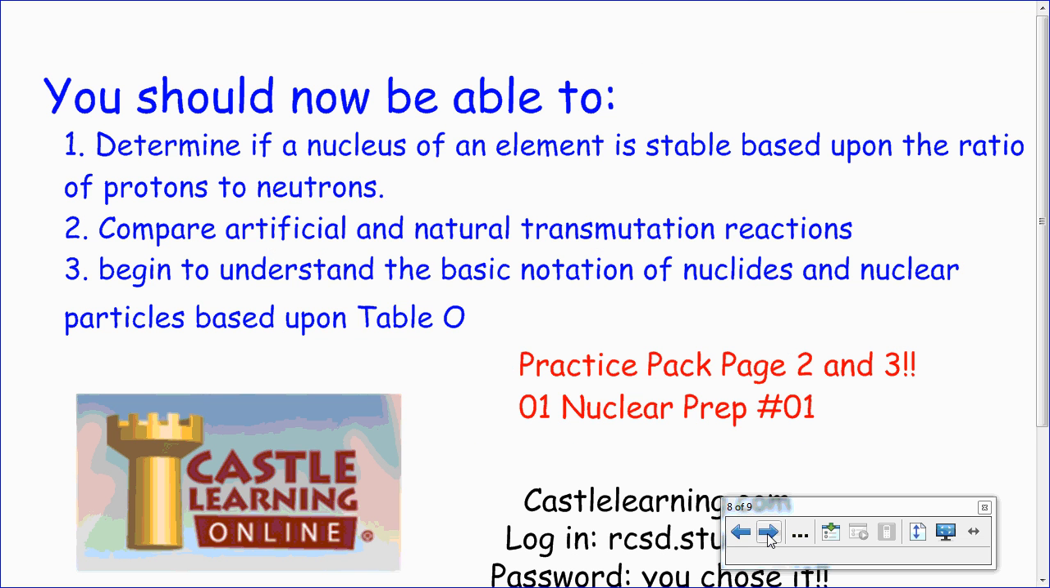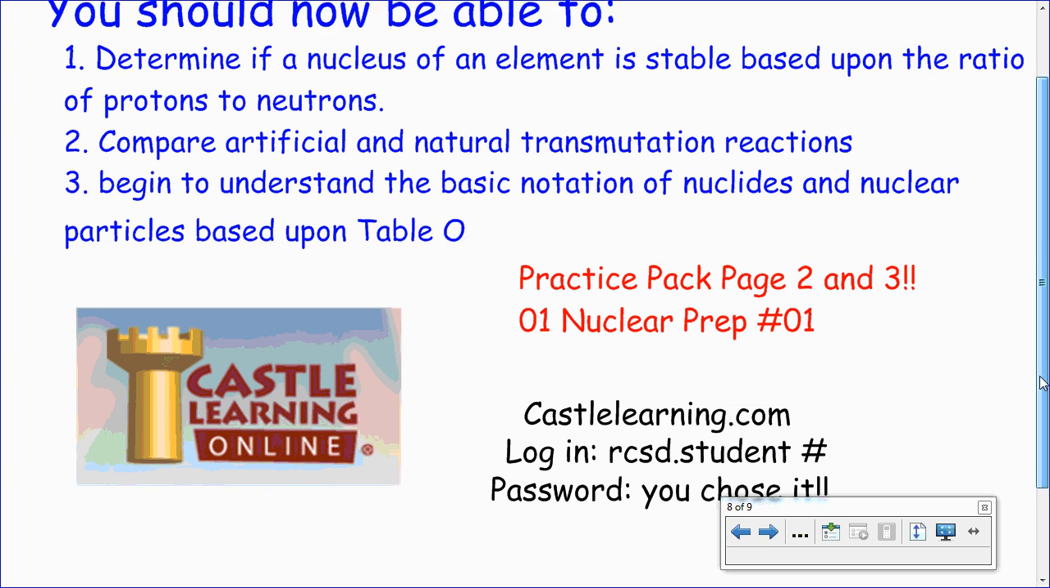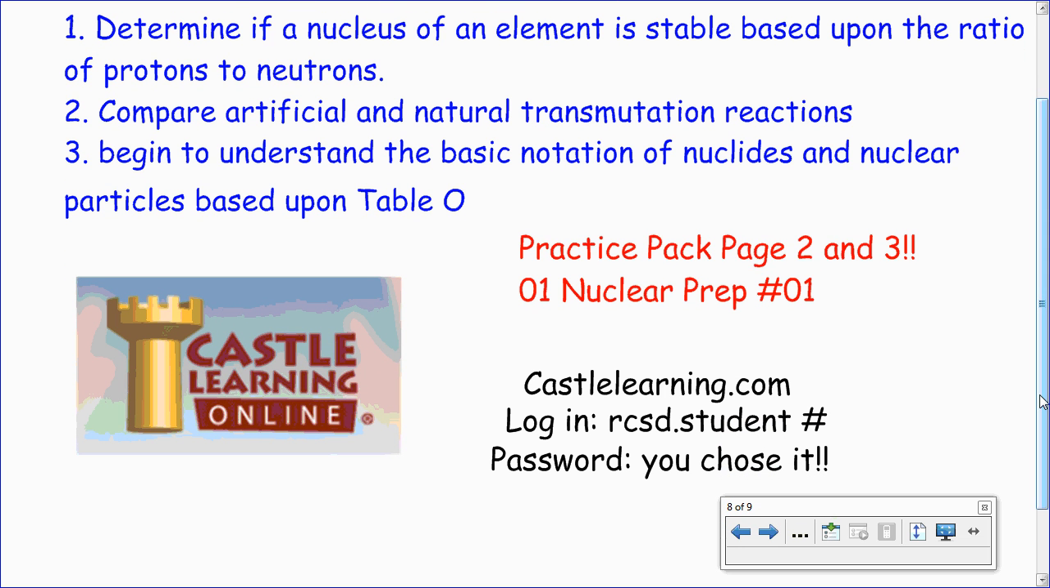So at this point, I want you to have a basic understanding that a nucleus can undergo changes, and that the ratio of protons to neutrons makes it stable or unstable. Artificial and natural transmutation reactions are the ones that we did the little flow chart for. I want you to begin to understand the basic notation of nuclides and their nuclear particles based upon Table O. There's a couple pages in our practice for you to do here and a prep assignment on Castle.